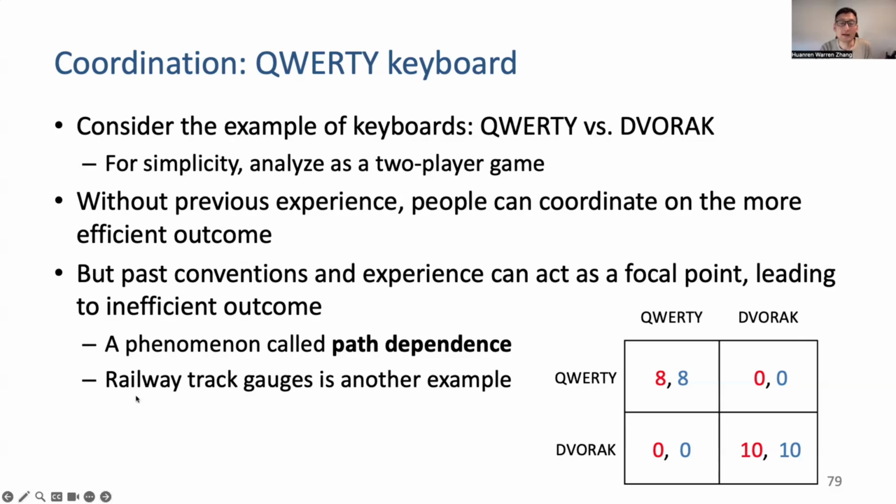So if you look at the railway track, the width of the railway track, this is another example. It's not the most efficient width, and the reason that we are using it is because the first designer in the UK actually used this width, and then most other countries, most other builders actually followed this width. So that is again the path dependence.